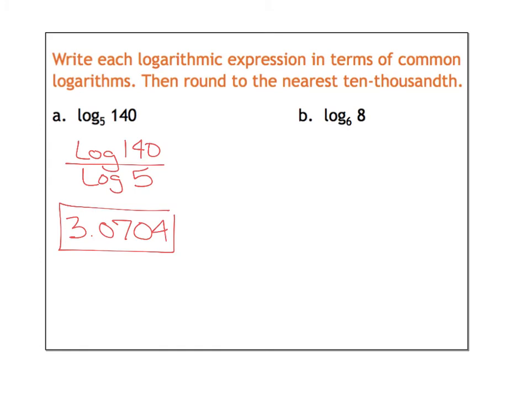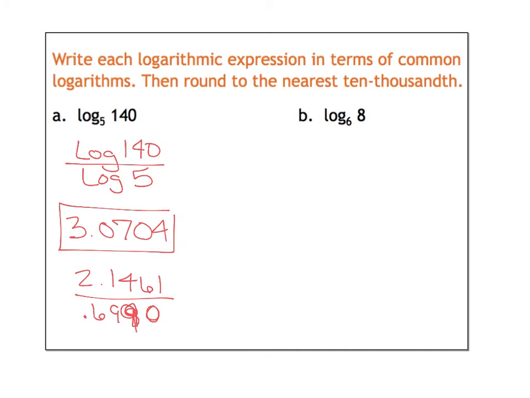Now, again, if you are using, say, the iPhone calculator or your iPad calculator, you might need to type these in into different pieces. So you might need to calculate the log for 140. So that would be 2.1461 divided by log base 5. So that's 0.69897. So I guess I'd round that to 90.